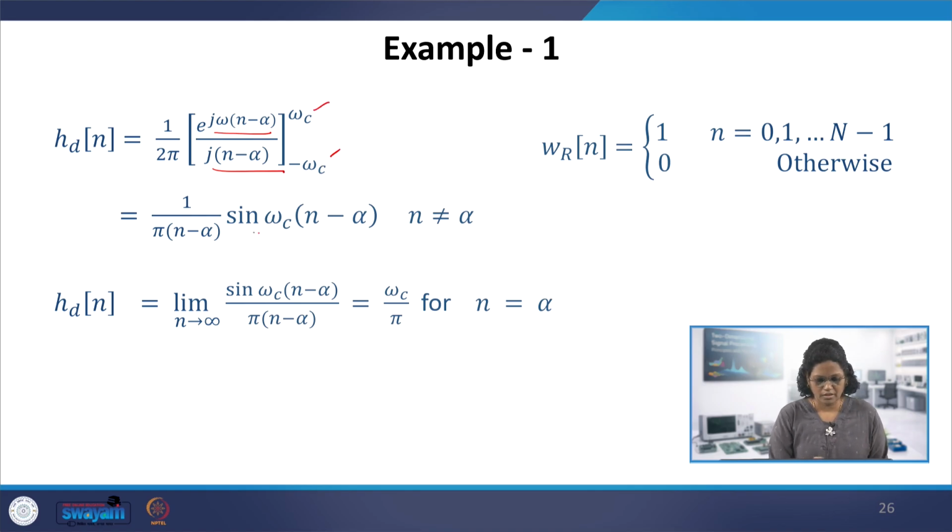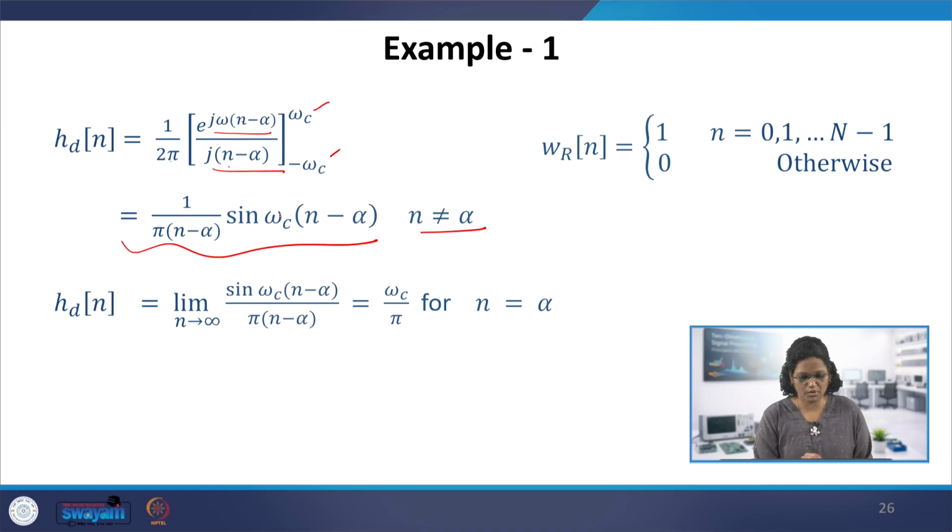Applying the limits, we get the expression 1 by pi into n minus alpha. The 2j is combined with e power j n minus alpha and the limits, so it becomes sin of omega c into n minus alpha. This expression is valid for n not equal to alpha. When n is equal to alpha, Hd of n becomes 0 by 0, so this expression is not valid there. This is the infinite coefficient expression, which is actually a sinc function, and it holds where n is not equal to alpha. The coefficients need to be truncated.